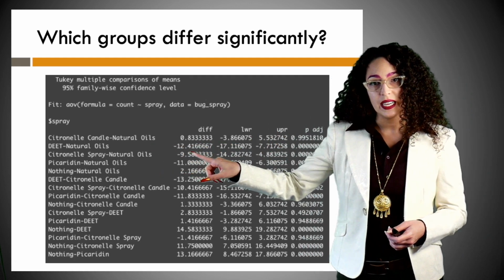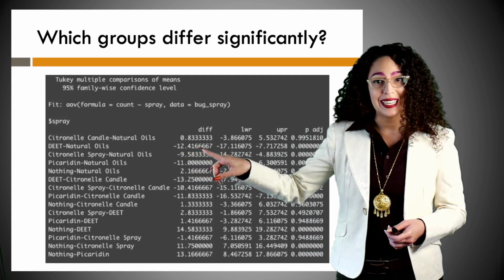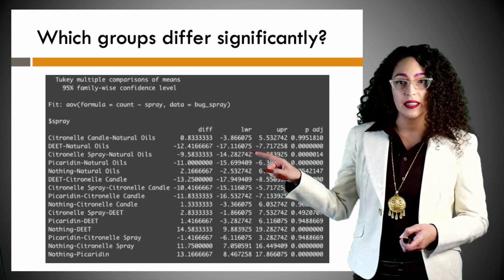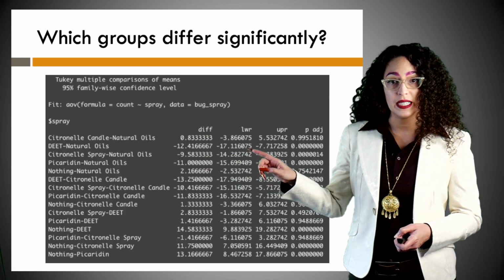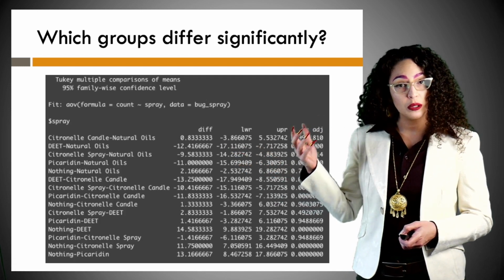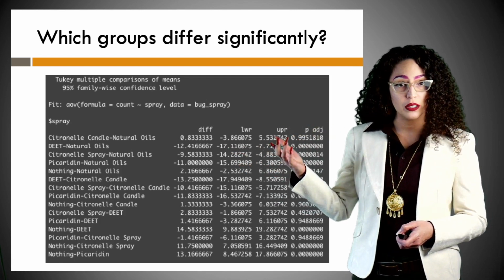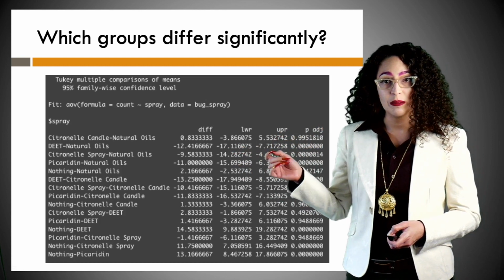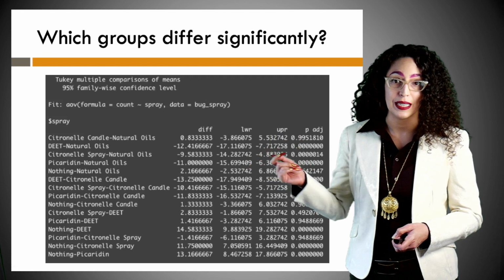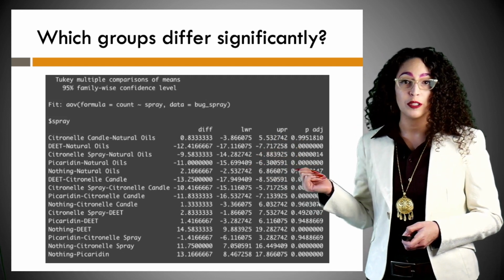Now let's look at DEET and natural oils. We see that DEET has 12 bug bites less on average than the natural oils. We can also look at the confidence interval to see that it does not contain 0. We have negative 17 to negative 7. So that's saying that the true difference between DEET and the natural oils for mosquito prevention is somewhere between 17 and 7 bug bites. But either way, you're going to get less bug bites with the DEET. And here's our p-value, super duper significant.